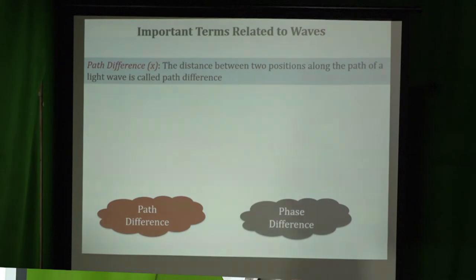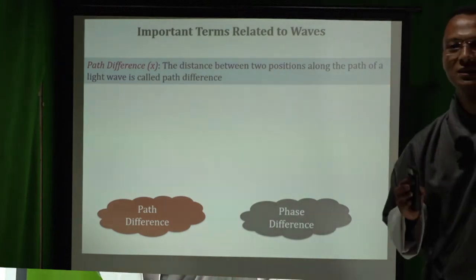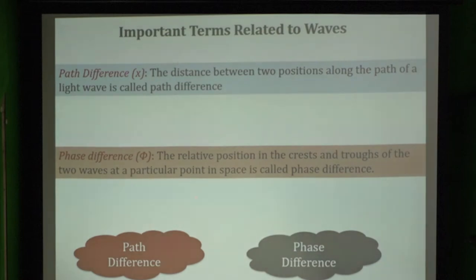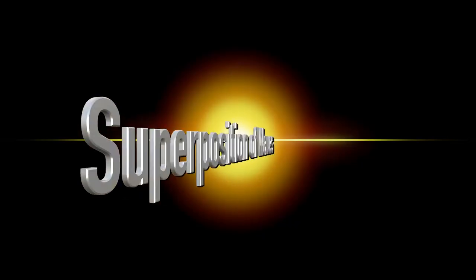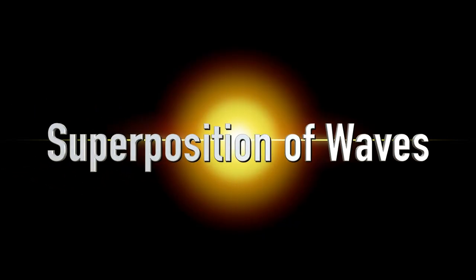And we have phase difference. Phase difference will show difference in angle between the two consecutive crests or troughs in a wave. So in case of phase difference, we will look at the relative position of crest and trough, in which phase difference will indicate the difference in angle between crest and trough, or it can be between crest and trough and trough.